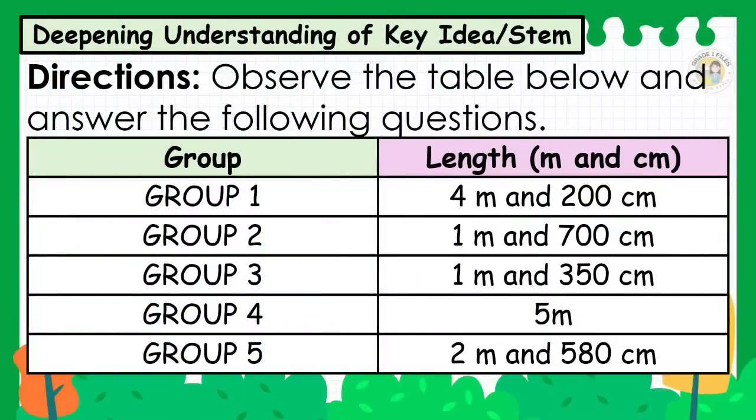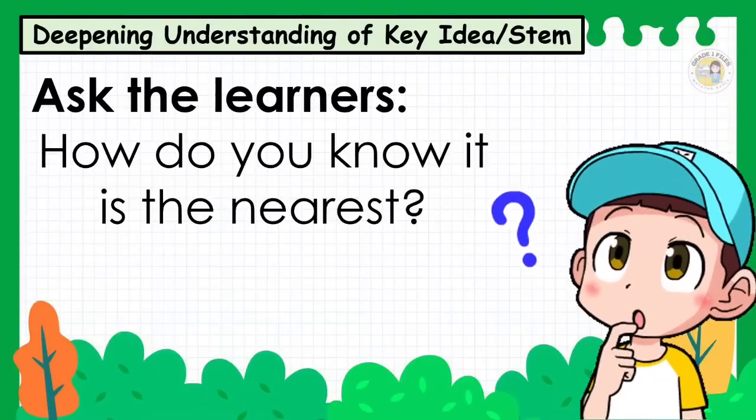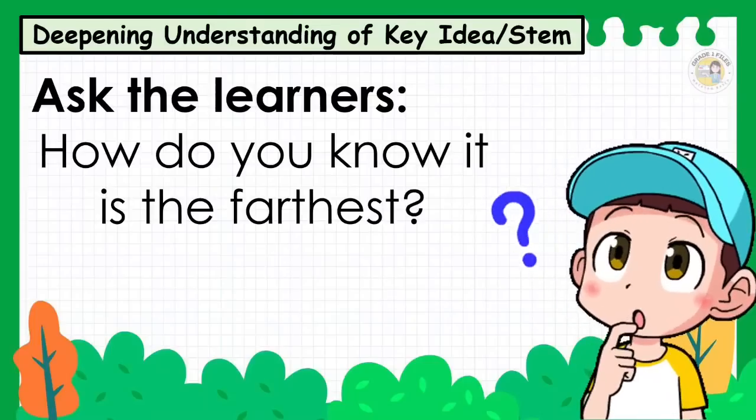Observe the table below and answer the following questions. Which group had the nearest landing to the starting line? How do you know it is the nearest? Which group had the farthest landing from the starting line? How do you know it is the farthest?